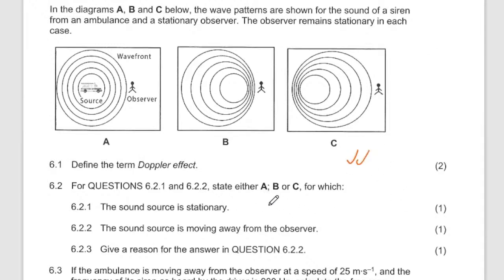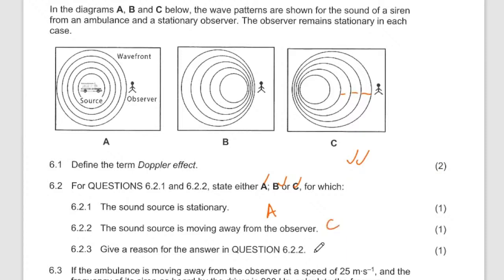Then 6.2.1, for these questions we must state A, B, or C for each. So where is the source stationary? I think it's option A because there's no change. We're not seeing a decrease or an increase. So A, source is stationary. So when is the source moving away from the observer? When you're moving away from the observer, what happens? The wavelength increases. So I'll go for C.